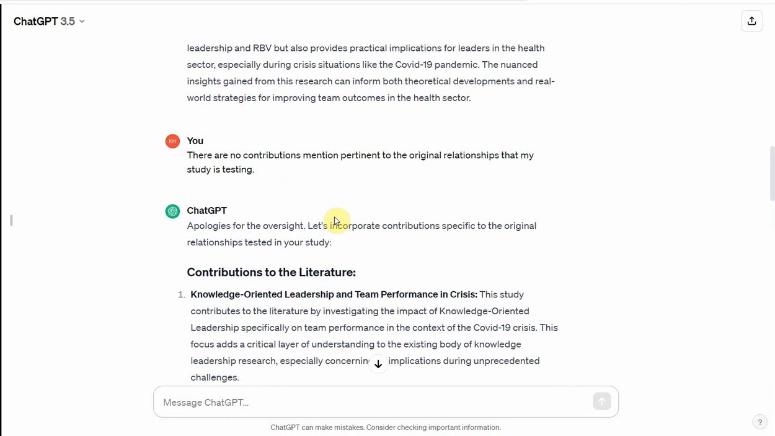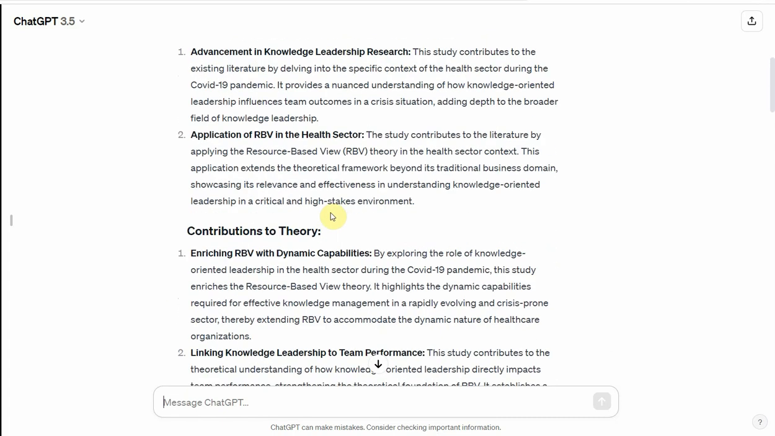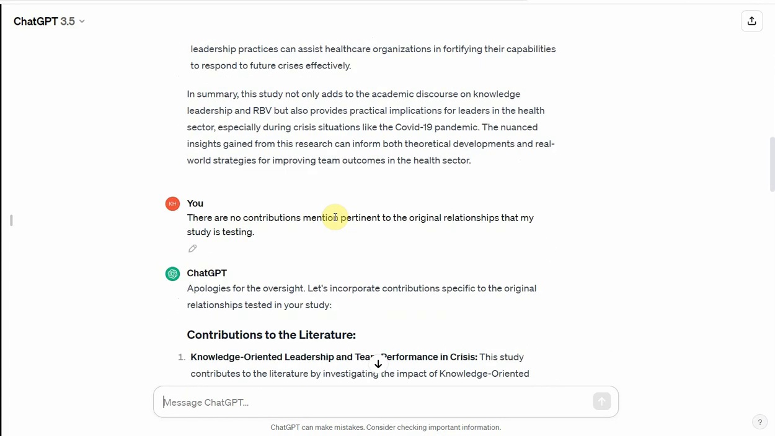But again, it is not an alternative, because as we saw earlier, it missed out on a very important part. Now you can further query it and say that, okay, these are the relationships, provide me contributions for every single relationship. So then it will provide you with contributions for every single relationship.